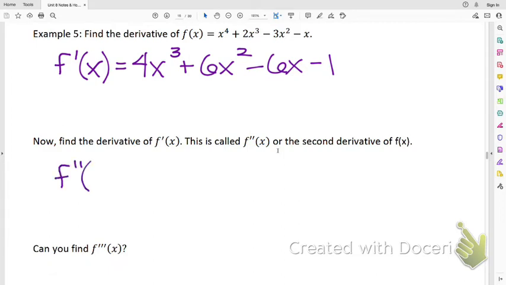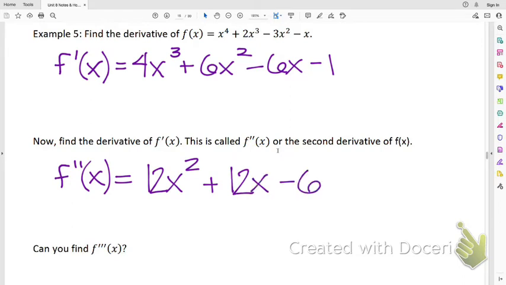So f double prime, the second derivative, looks kind of like quotation marks. We just find the derivative of the derivative. So I would go from that 4x cubed, and I would say my derivative is what? 12x squared plus 12x minus 6.